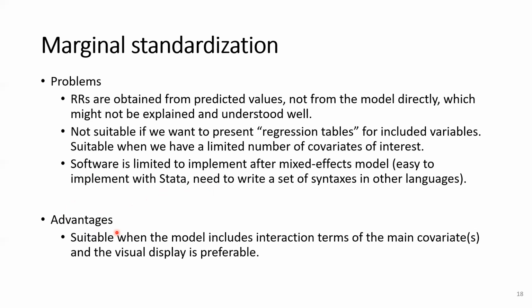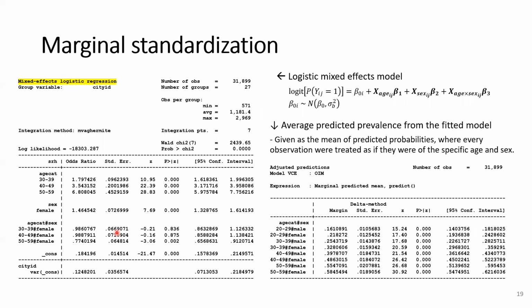And what do I mean by that? I'm going to explain using an example. First of all, this is a usual mixed effect logistic regression. Nothing new about this. But afterwards, we use this model to calculate probabilities for each observation. And then finally, we calculate the prevalence for each category given by age and sex.